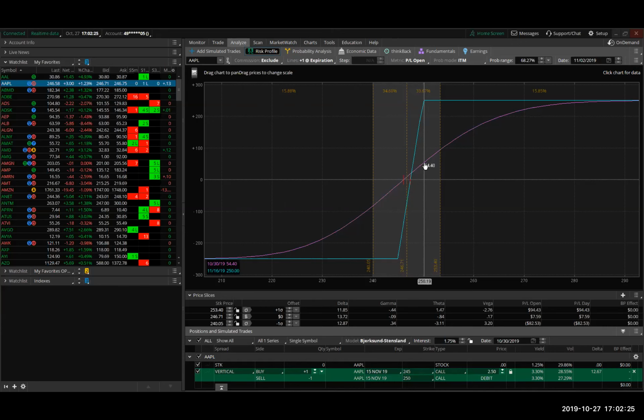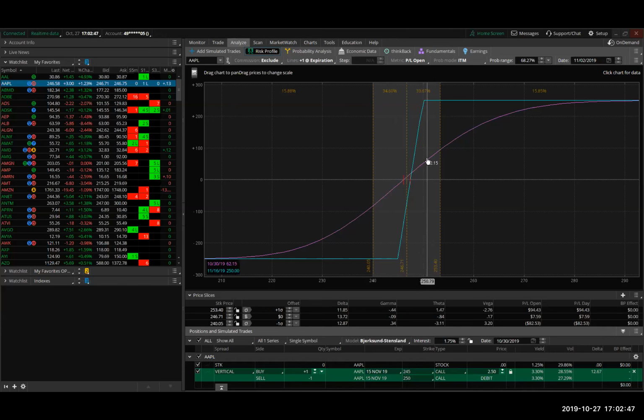And see the number down in the bottom left? Right here, it's about $54.50, let's just call it $55 for ease's sake. So if Apple hits 250, I'm going to make about $55 on Wednesday. Now, having paid $250, we figured out that was about a 22%.